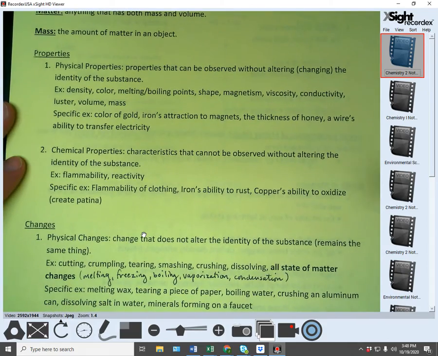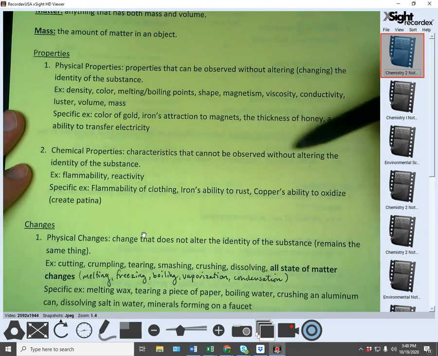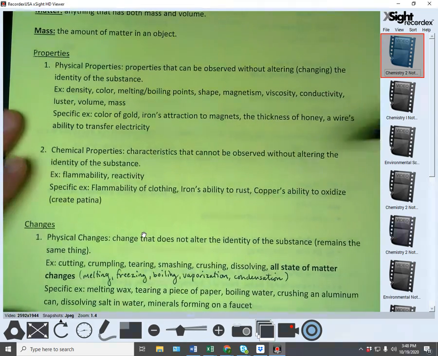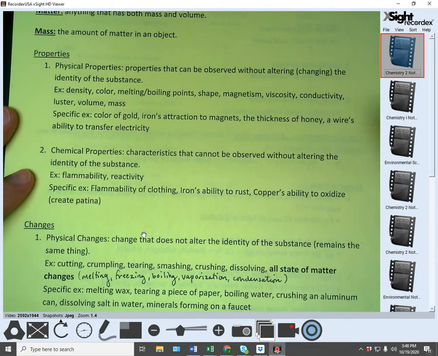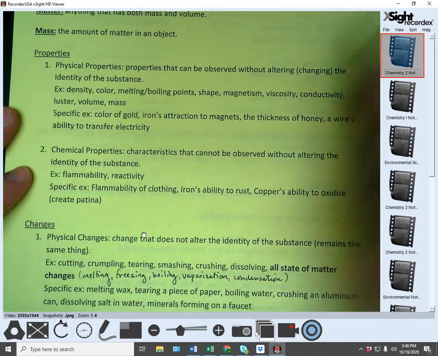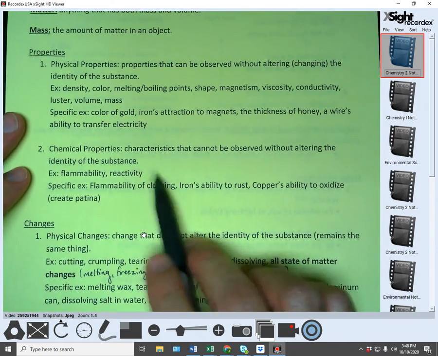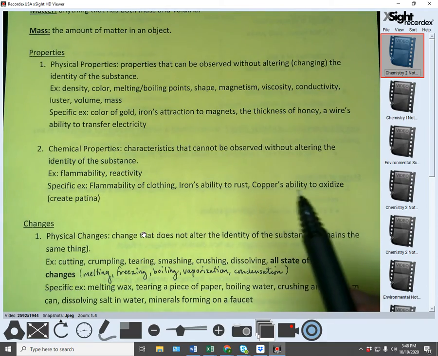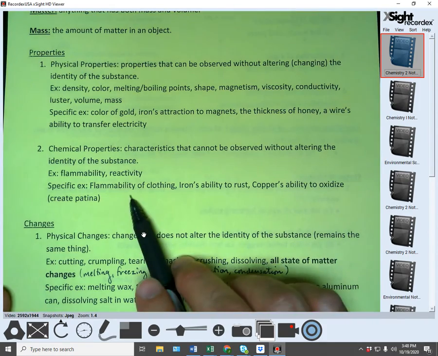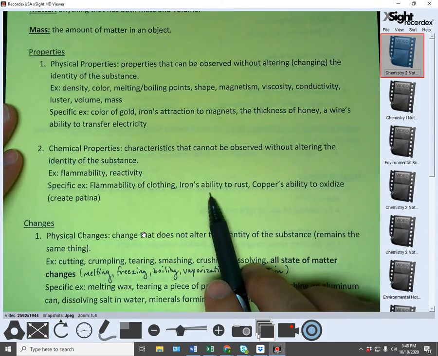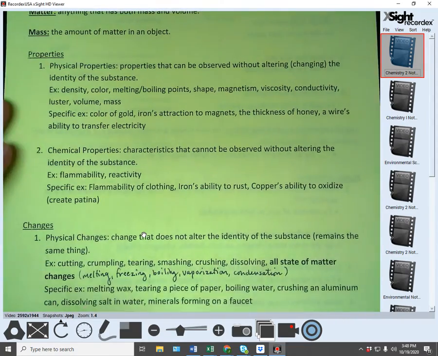Okay. Chemical properties. These are characteristics that cannot be observed without altering the identity of the substance. In other words, in order to observe it, you have to turn it into something new. So examples: flammability, reactivity in general. Okay. Flammability of clothing, specifically iron's ability to rust, copper's ability to oxidize or create a patina.